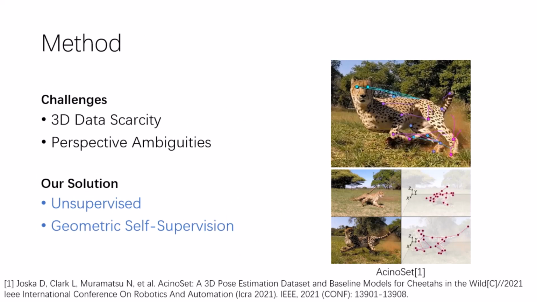To address data scarcity, we propose an unsupervised method to estimate 3D animal pose, given only 2D poses. To deal with perspective ambiguities, we introduce a canonical consistency loss and a camera consistency loss to impose geometric priors in the training process.